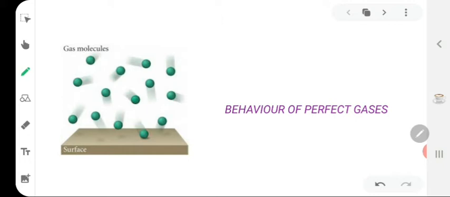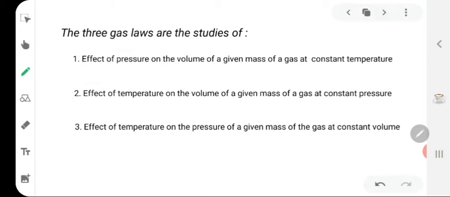The gas laws are the study of the relation between any two of these quantities when the third is kept constant. The three gas laws are the studies of number 1, effect of pressure on the volume of a given mass of a gas at constant temperature. Second, effect of temperature on the volume of a given mass of a gas at constant pressure. And number 3, effect of temperature on the pressure of a given mass of a gas at constant volume.